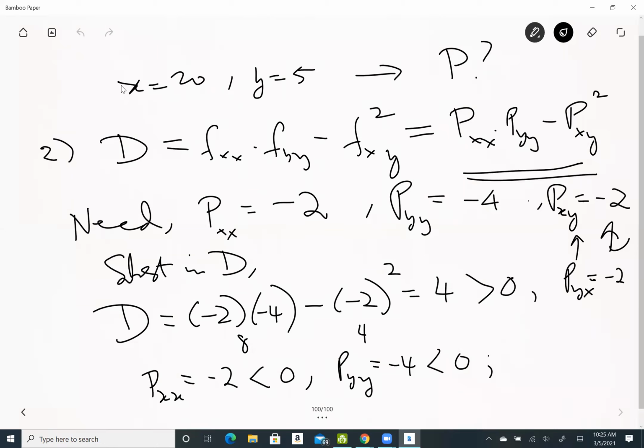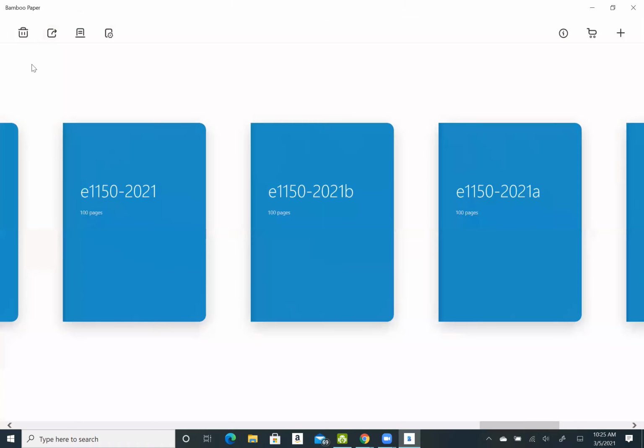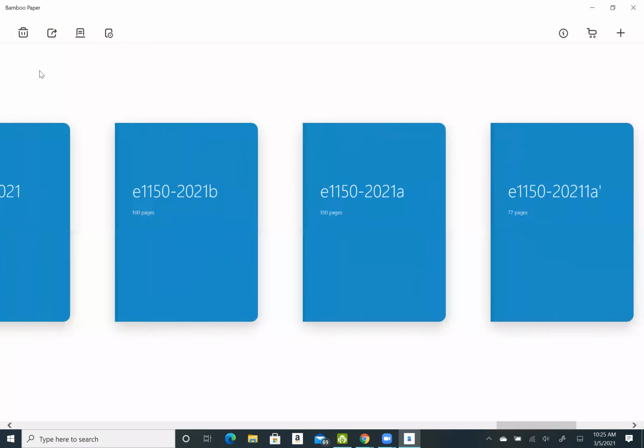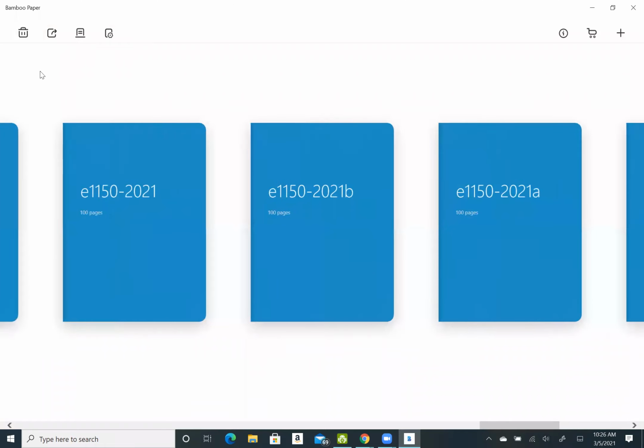So you do that. I want to open up another notes because this one here is already full. So I've got to open up a new notebook. So here, A, B.